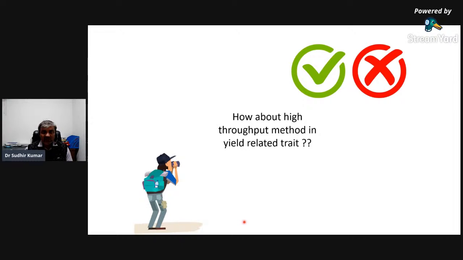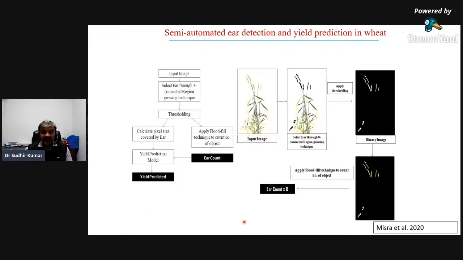Then what about a high throughput method for yield? Because as I told you, it's not only traits that we should focus on, but the real question is: are we able to predict the yield? It has been done by taking out ears from the wheat, and based on the number of ears, a thresholding was applied, we know the number of ears, and with some manual intervention we know how many seeds there are in a few ears. We train on those, and based on that we can predict yield. And this was published in Plant Methods.